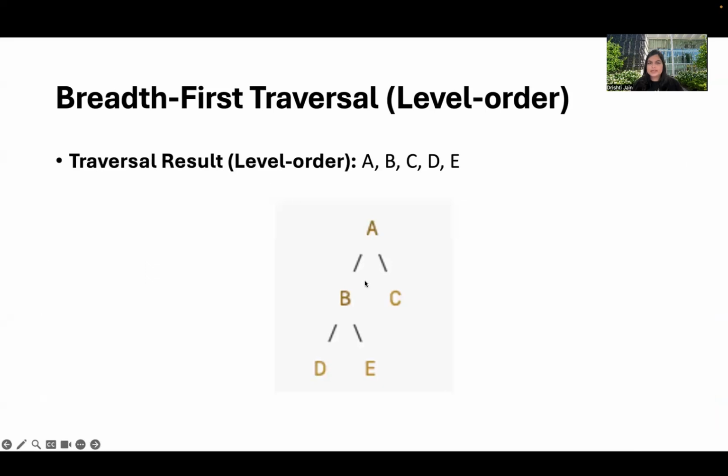If we look at the same tree example we have been looking at, of A, B, C, D, and E, the level order traversal is going to be the first level, second level, and the third. So A, B, C, D, and E. Let's look at this in action.